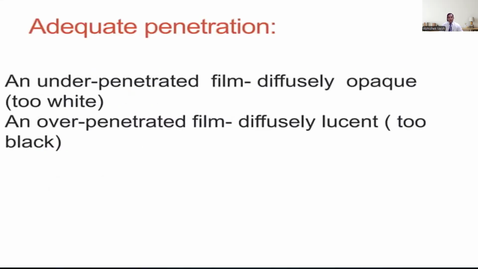So what is adequate penetration? An under-penetrated film is too white, so it is diffusely opaque. This is not a good image. An over-penetrated film is very translucent, so it appears too black, and secondly, it can give you a false positive image of osteoporosis in a patient. So you should not rely on such X-rays, and you should order adequately penetrated X-rays.